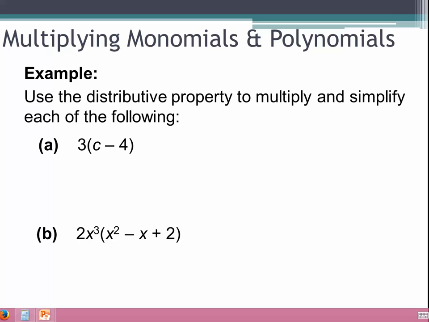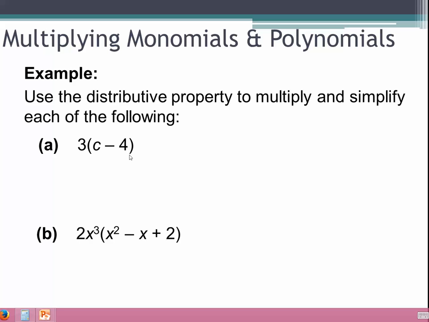Multiplying a monomial and a polynomial. Now recall that a monomial is a polynomial with just one term. If you take a look at this 3 here in our part A, 3 is a monomial because it's just one term. And inside the parentheses we have c minus 4. This is a binomial because it has two terms.